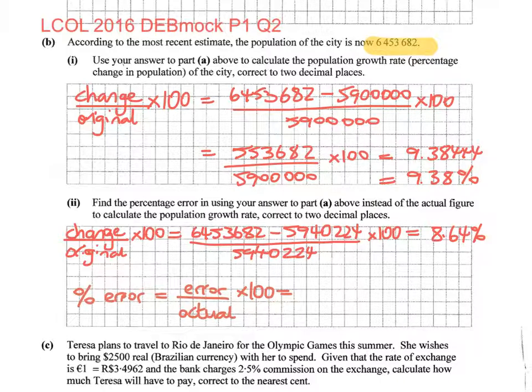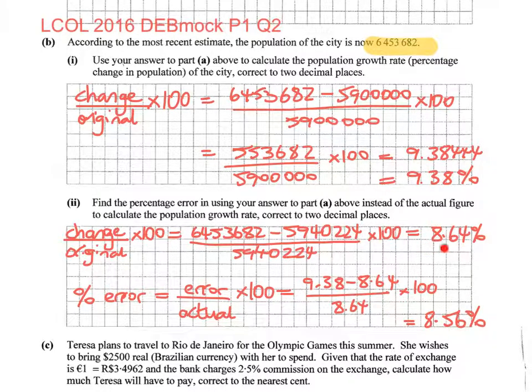So my error is the difference between 9.38 and 8.64. The actual answer is 8.64, and that calculation I'll be timesing by 100. And the eventual solution is 8.56%. So what does that mean?